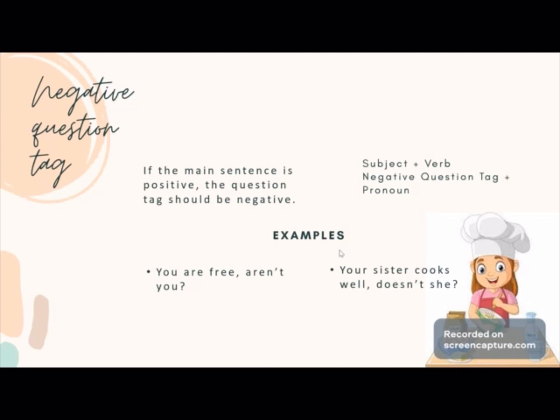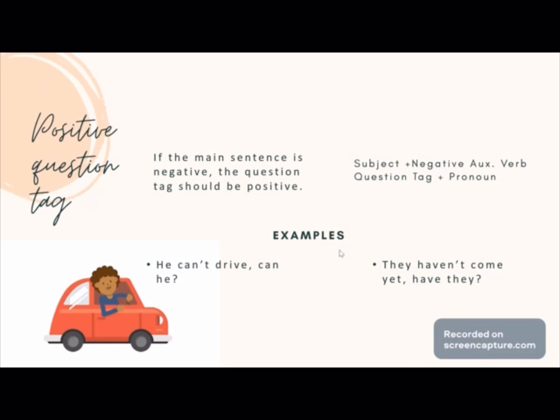Let's move on. Positive question tags. Just like the opposite of the negative question tags, if the main sentence is negative, the question tag should be positive. What do we mean? Let's look at our example. He can't drive, can he? In our main sentence, we can see that the subject is he, and in the tag question, it still remains the same as he. In our main sentence, we can see the verb is in its negative form, but in our question tag, it's in its positive form because we're talking about the positive question tag.